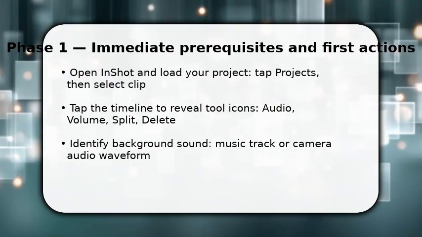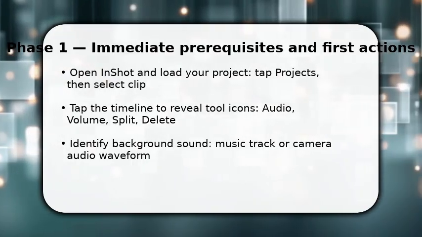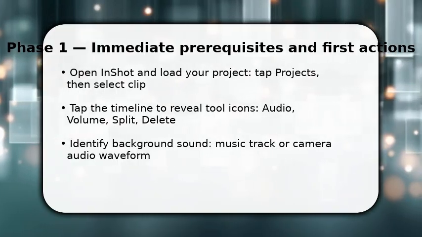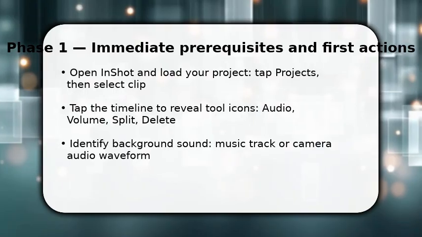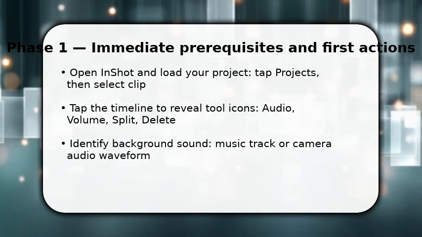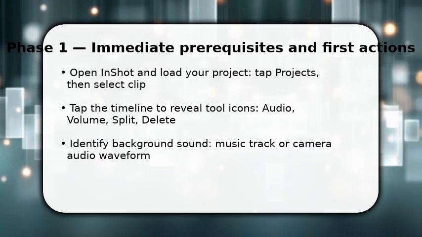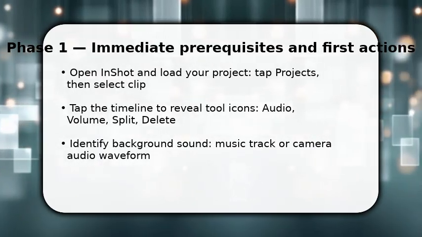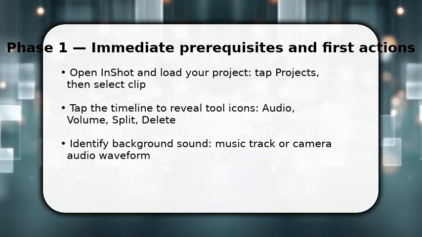If the background sound is a separate music track, tap Audio to list music layers. If it's embedded camera audio, tap the video track and examine its waveform to confirm unwanted noise. This first step isolates the source so you can remove or reduce it precisely, preventing accidental removal of needed dialogue.